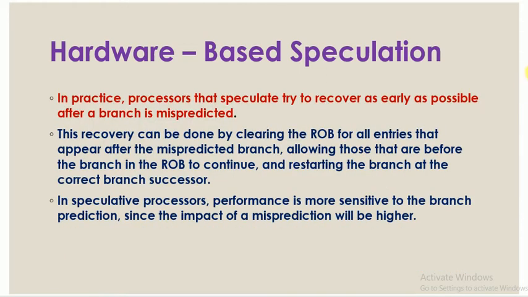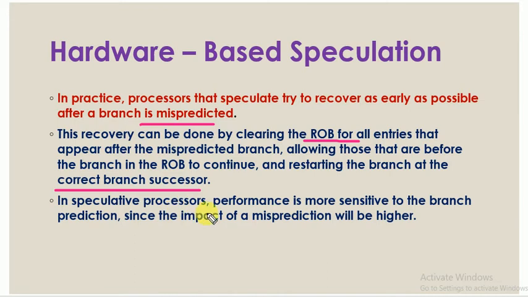In practice, processors that speculate try to recover as early as possible after a branch is mispredicted. If the prediction was wrong, there is a recovery procedure: we need to flush the contents of the ROB, and it always tries to recover as early as possible to get back to the normal state. This recovery can be done by clearing the ROB for all entries that appear after the mispredicted branch, allowing those that are before the branch in the ROB to continue, and restarting the branch at the correct branch successor. So we need to start from the previous branch once again.